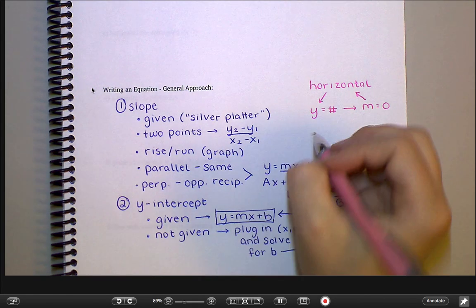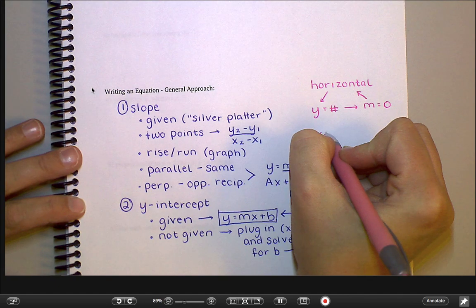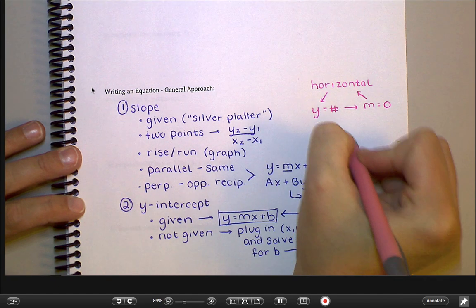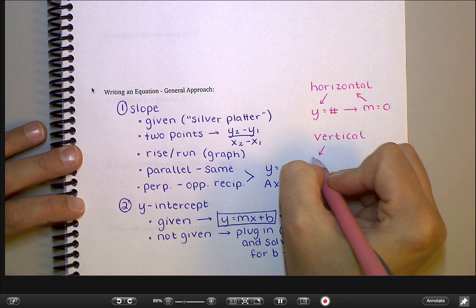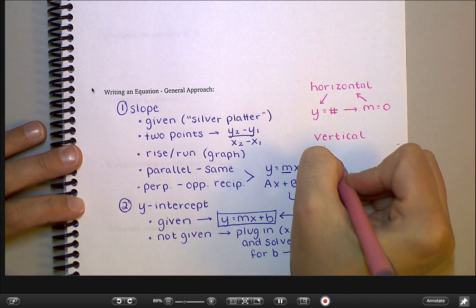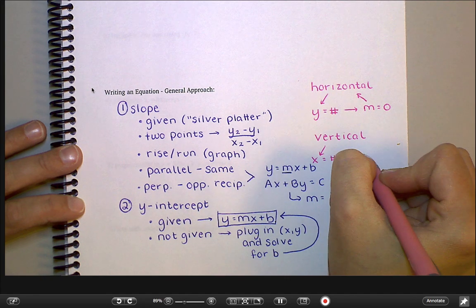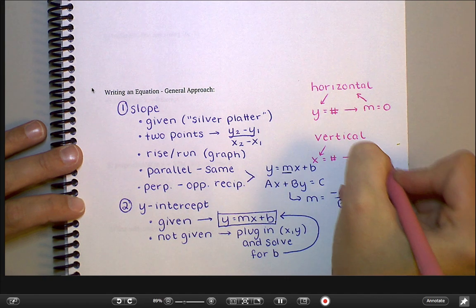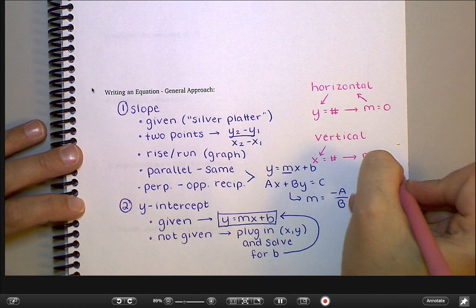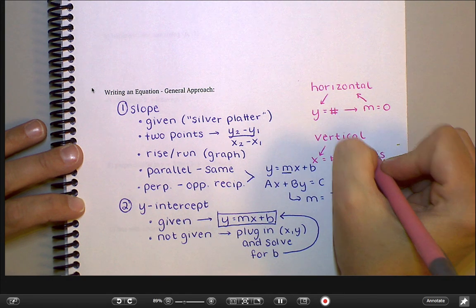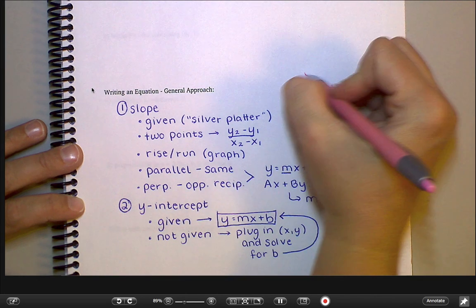And then same thing for your vertical lines. Vertical lines, remember, are x equals a number, and they have a slope that's undefined. And so these three pieces of information go together.